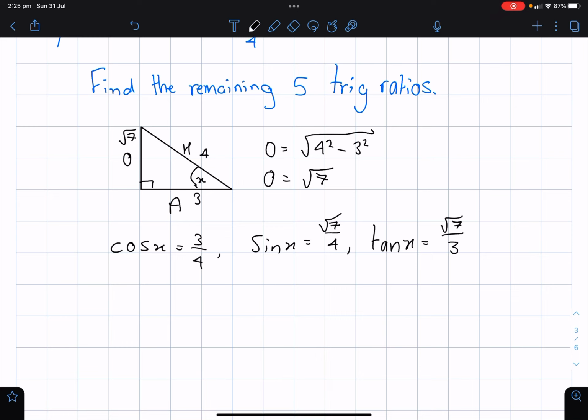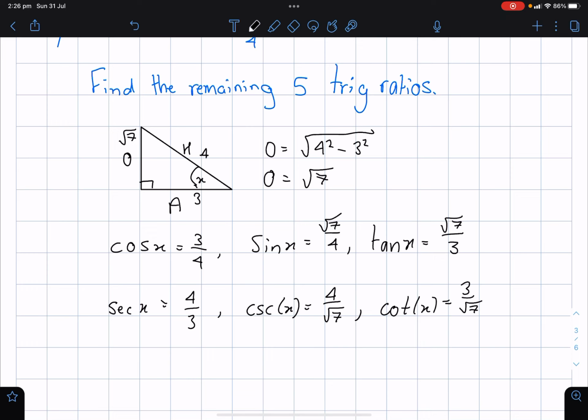Okay, so we have the one ratio given and then our two main ones, and now we need to find the other three, which are reciprocal functions. So the reciprocal of cosine is our secant of x. So that's just flipping it over. The reciprocal for sine is cosecant, so CSC of x is equal to the inverse of that, so 4 over root 7. And then we've got our cotangent, so cot of x, which is 3 on root 7. So now we have all 6 trig ratios just from going back to our right-angled triangle.